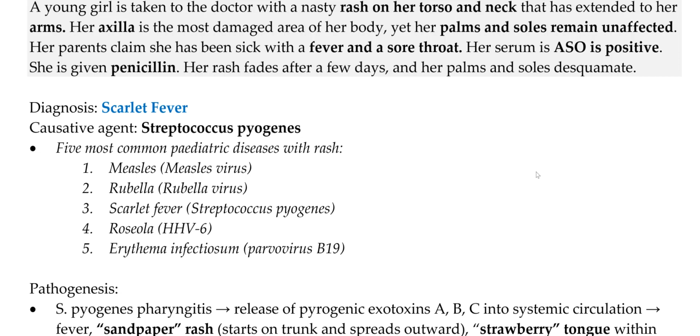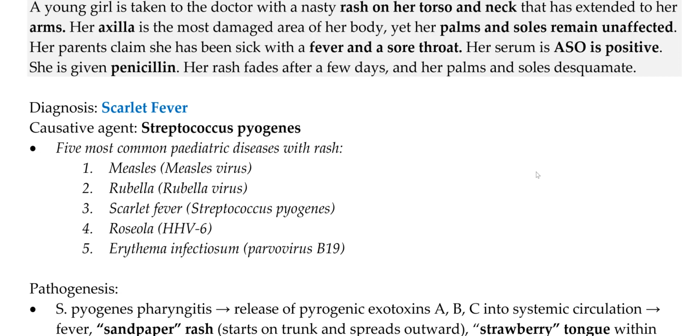We should also see the five most common pediatric diseases with the rash. First is measles, second is rubella, third is scarlet fever itself, fourth is roseola, which is caused by human herpes virus 6, and fifth is erythema infectiosum, which is caused by parvovirus B19.